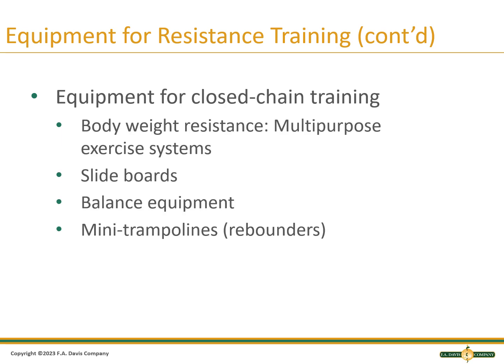Equipment for closed chain training can include specialized exercise equipment or multi-purpose exercise systems that can target various areas depending on setup. Slide boards, different than the slide boards you guys utilize for transfers. These are going to decrease the stability between either the upper extremities and the ground or contact surface, or the lower extremities and the ground and contact surface, which then requires greater muscle activation to maintain proper form for the patient.